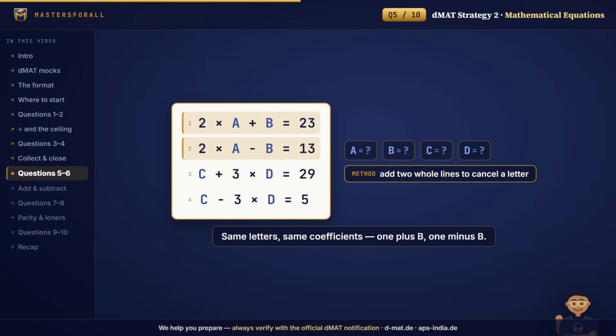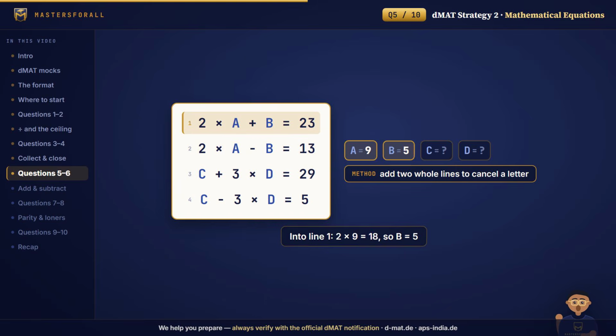Lines 1 and 2, same two letters, same coefficients. 1 plus b, 1 minus b. So add the whole lines together and b cancels itself out. 23 plus 13 is 36 and the left becomes 4a. So 4a is 36 and a is 9. Put a back into line 1. 2 nines is 18, so b is 5.